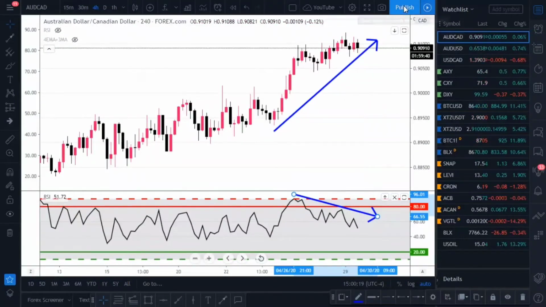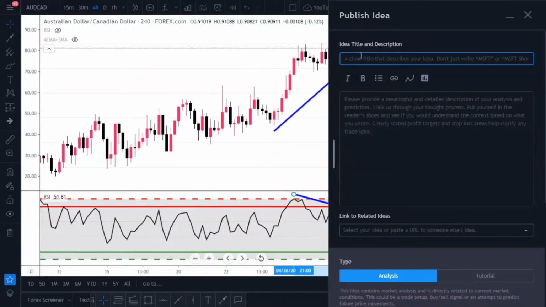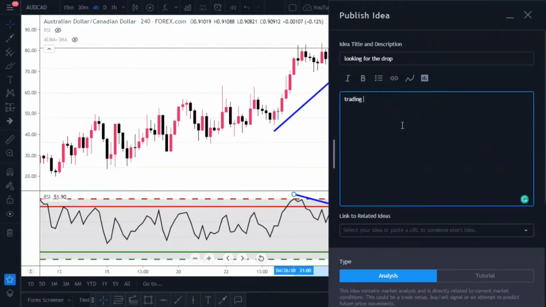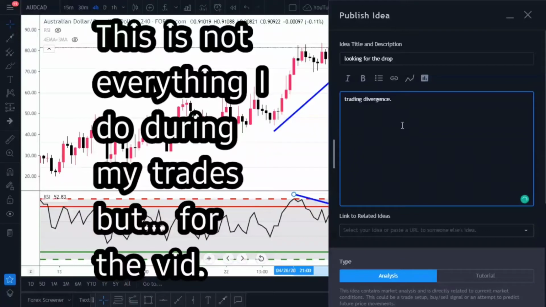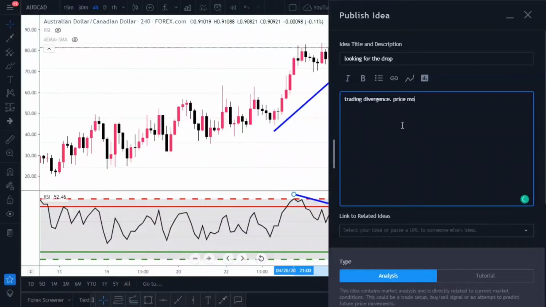So what I'll do is I'll go on here and publish. Let's say looking for the drop, trading divergence, let's say price moving up, but RSI moving down.